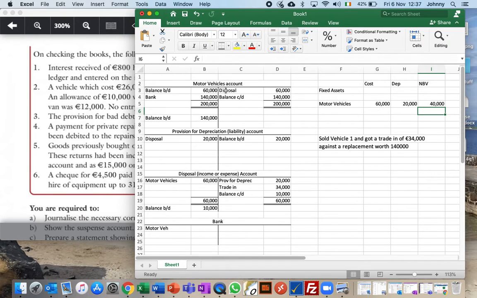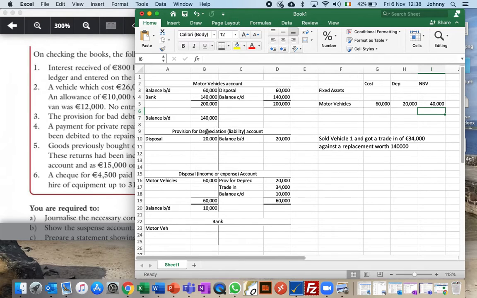So let's transfer that over here. In the motor vehicles account, we have a balance of 60 grand. That's what the thing is worth at the beginning of the year. And we have 20 grand of depreciation, which has been written off over all the years. So we have a thing called a provision for depreciation account. It stores all the depreciation on the item that we've had over many, many years.